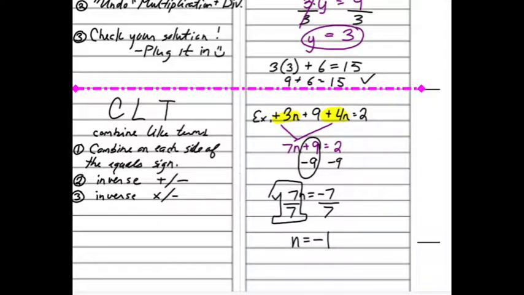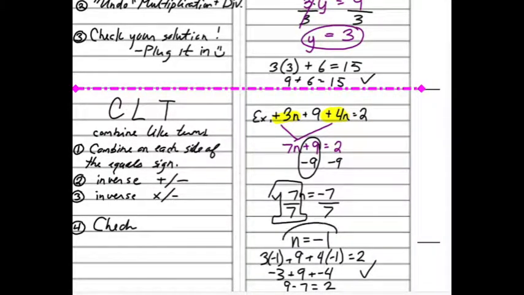So now I'm going to do my check. Once again, I'm going to plug the value for n into the original equation. 3n plus 9 plus 4n equals 2. 3 times negative 1 is negative 3, plus 9, plus 4 times negative 1 is negative 4. So negative 3 and negative 4 make a negative 7, so 9 minus 7 equals 2. I know that I'm correct, so I'm going to circle my answer.